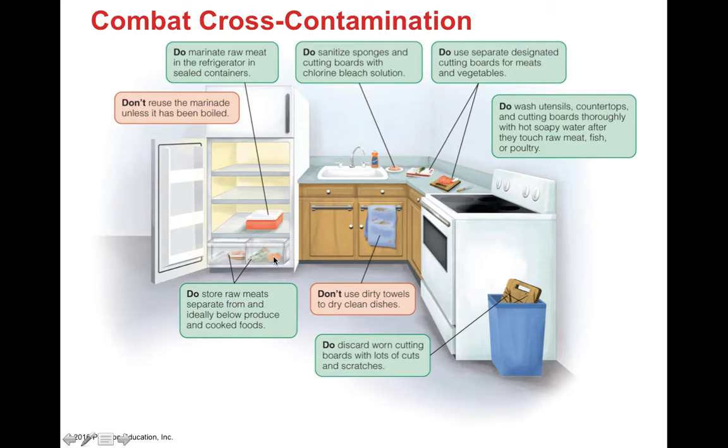Make sure you store raw meat separately from, and hopefully below, produce and cooked foods, because raw meat can drip on top of them. You want to make sure that you don't have any drippings on your produce or any cooked foods that you intend to eat without reheating.